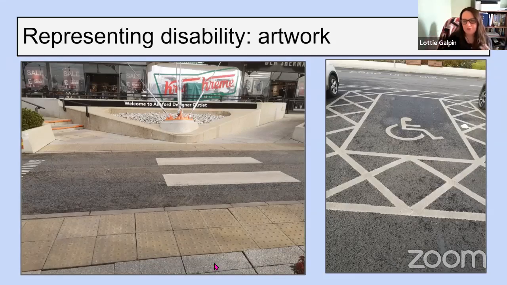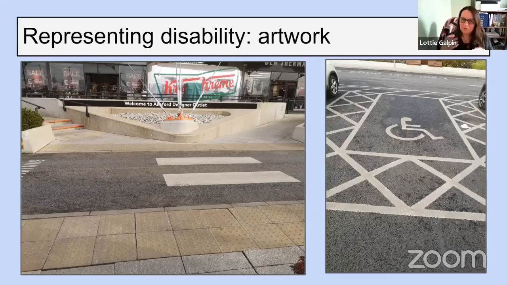So if you're a writer or editor briefing artwork, consider looking at how you can make the environment that you're representing more accessible. If it's a street scene, and there's not an ELT book in history that hasn't had a street scene in it, consider having tactile paving or ramps.